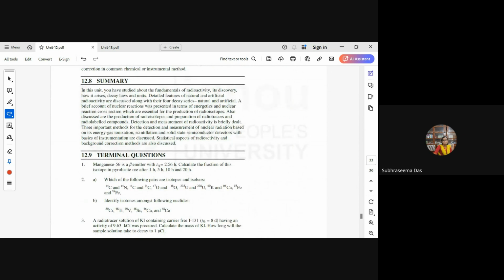So with this, the fundamental concepts of radioactivity are over. We'll take a break of 5 minutes and then continue with different radioanalytical techniques.